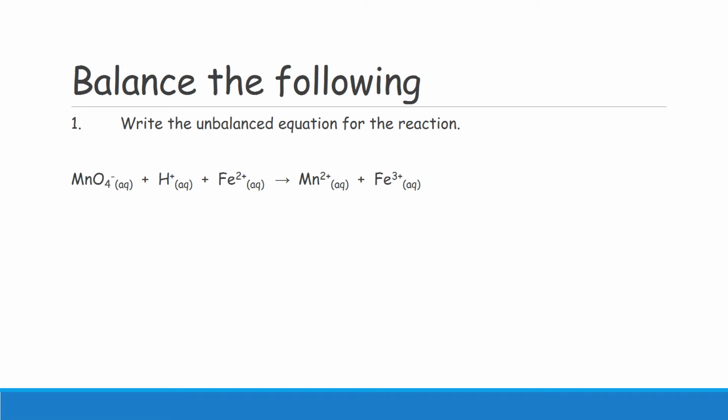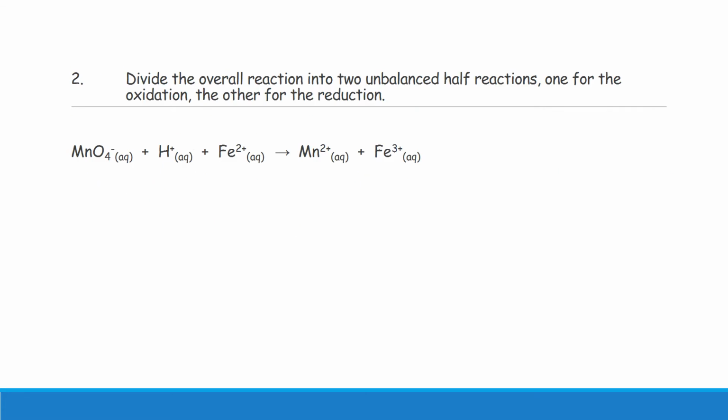Now let's balance this unbalanced equation. Now this is currently what we call a skeleton equation. You can see that it contains the important components. It also tells us that this is in acidic conditions by the presence of the hydrogen ions.